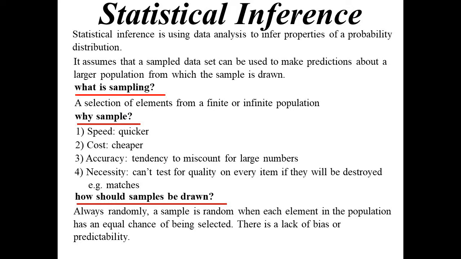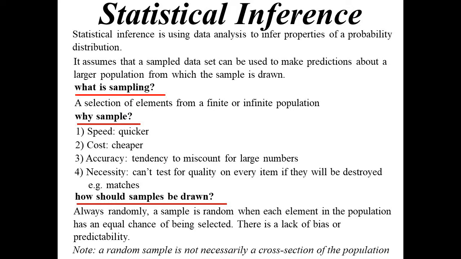This comes down to random again. We had a bit of a chat about what is random the other day. But we always try and do it randomly. A sample will be random when each element in the population has an equal chance of being selected, and so there's no bias at all. It doesn't necessarily mean you're going to get a cross-section of the population. You might think, in this class, if you look at the ratio of males to females, and we want a sample, it doesn't necessarily mean that sample would have the same ratio. It doesn't have to happen.